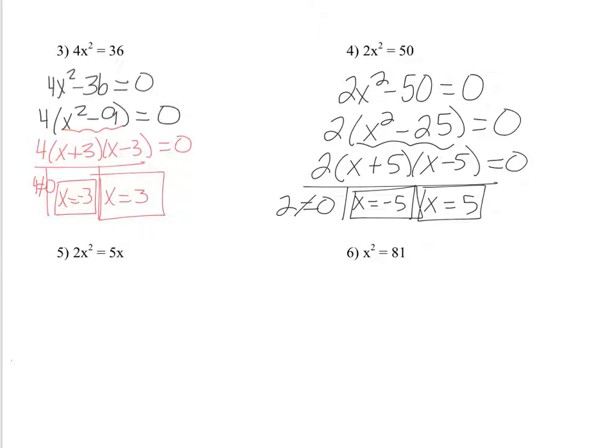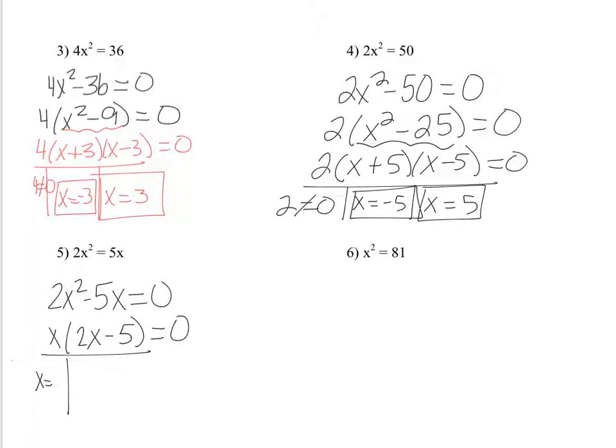Okay, number 5, subtract the 5x, set it equal to 0. Your GCF here is x, and you're left with 2x minus 5. T-chart, x equals 0. Notice the difference between x equals 0 that you keep and the 4 and the 2's where you reject them. This is a number, so we're going to keep it. X equals 0. Then we'll do 2x minus 5 equals 0.